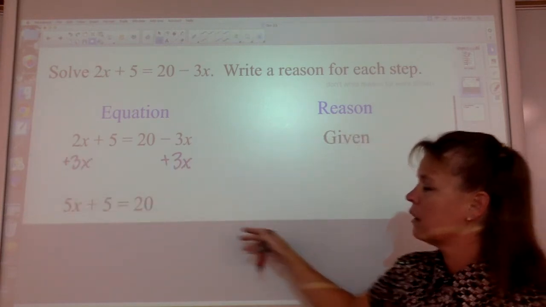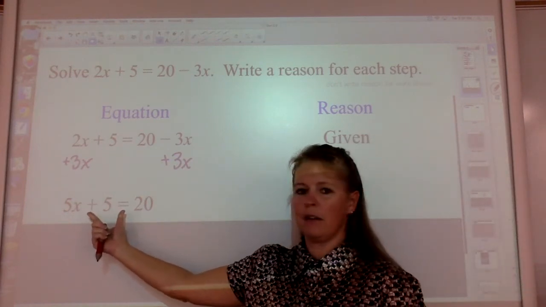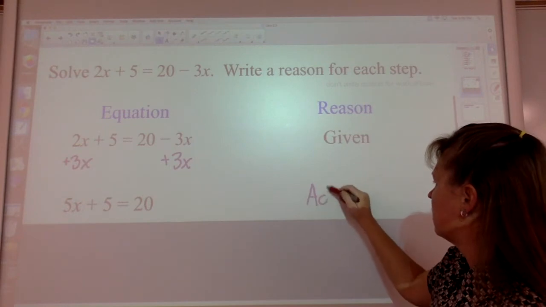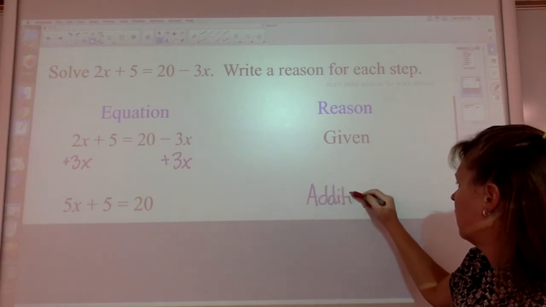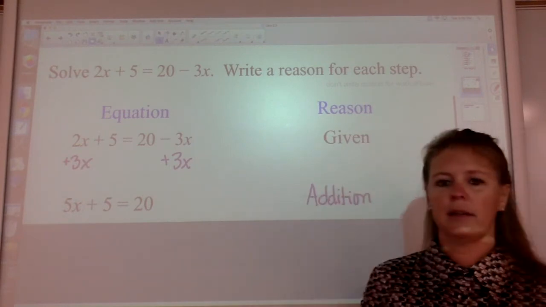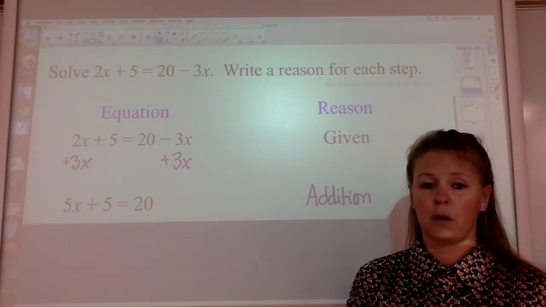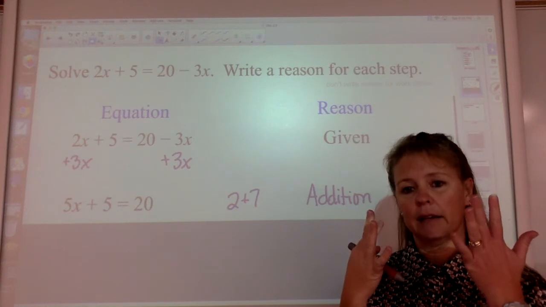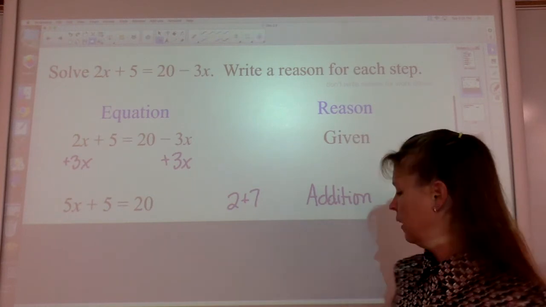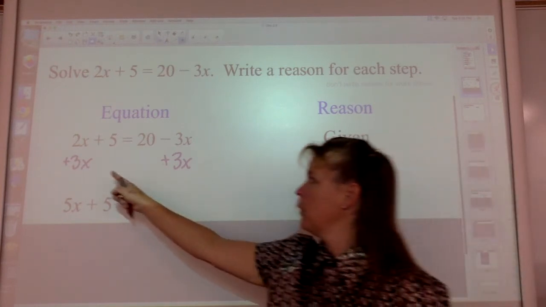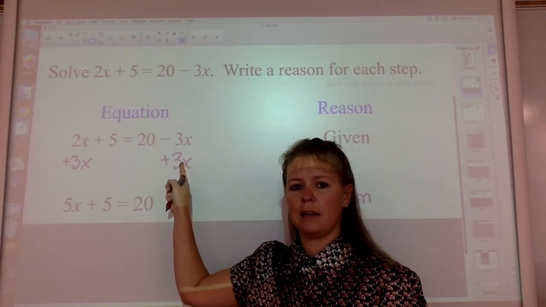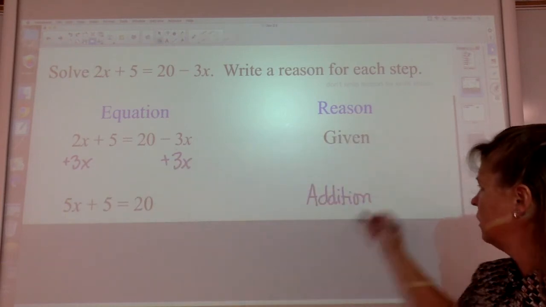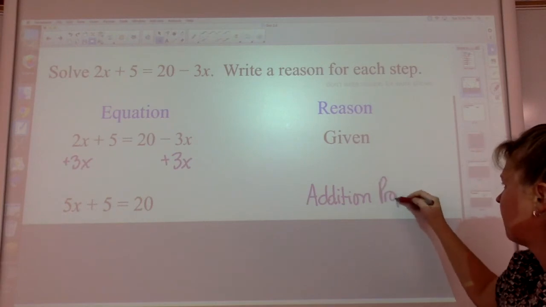It's down here where it says, how did you get 5x plus 5 equals 20? How did we get to that? We used the addition property. And if you just write addition, it's going to be marked wrong because it is wrong. Addition means 2 plus 7 is 9. That's addition. Addition property says whatever you add to one side of the equation, you've got to add to the other side of the equation. Keep the equation balanced. So addition property.